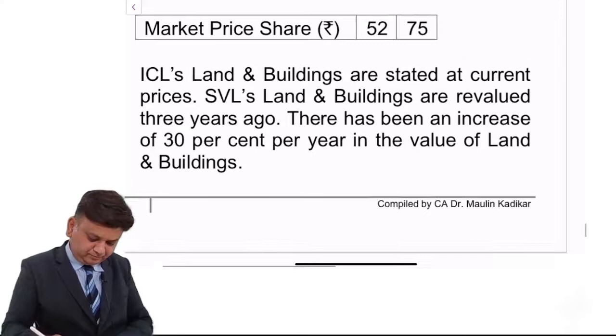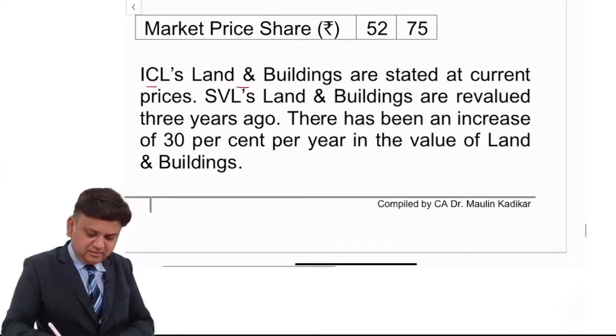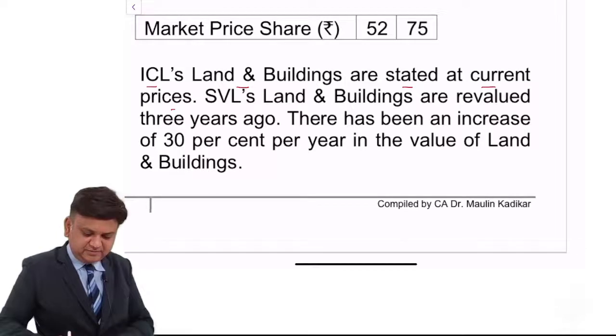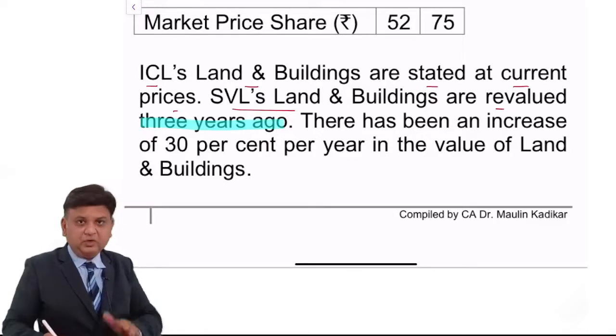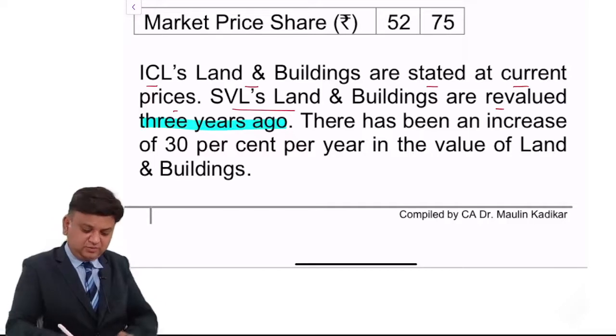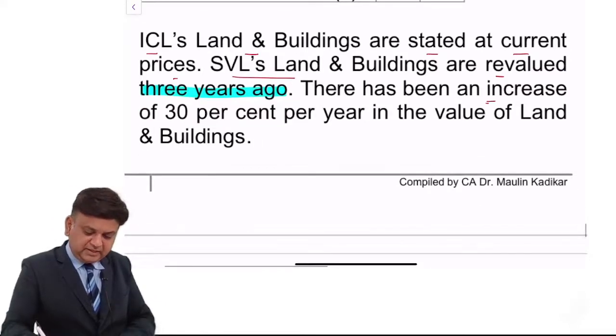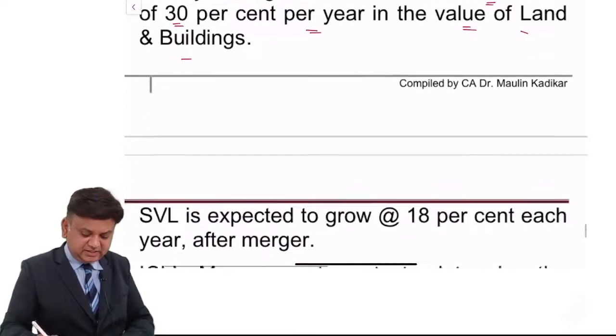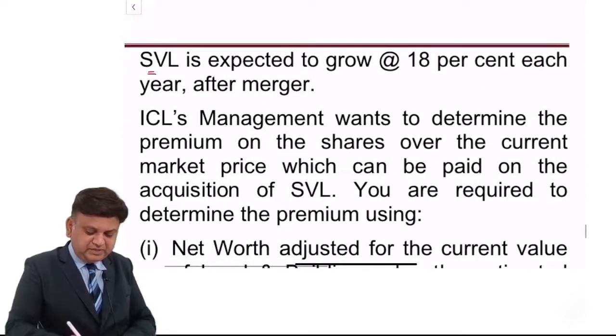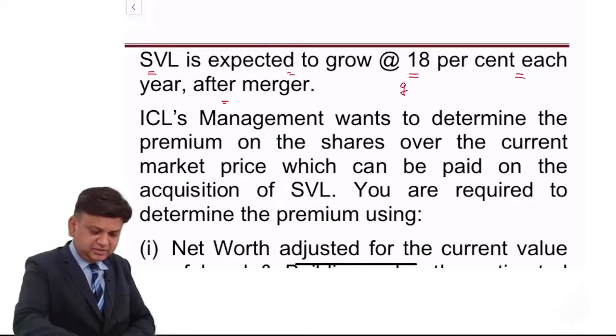Next, ICL's land and building are stated at current prices. SVL's land and building were revalued 3 years ago. There has been an increase of 30% per year in the value of the land and building since then. SVL is expected to grow at the rate of 18% each year after the merger. So afterwards the growth rate is going to be 18%.